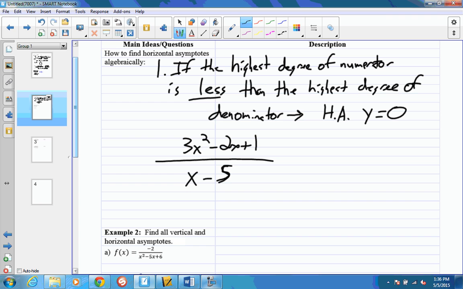Oh, yeah. It's made up. So 3x squared, so this is my highest one. All right, what's the highest on my denominator? Just 1. Just 1, right?